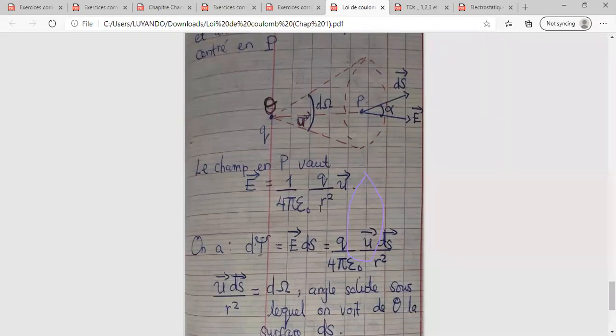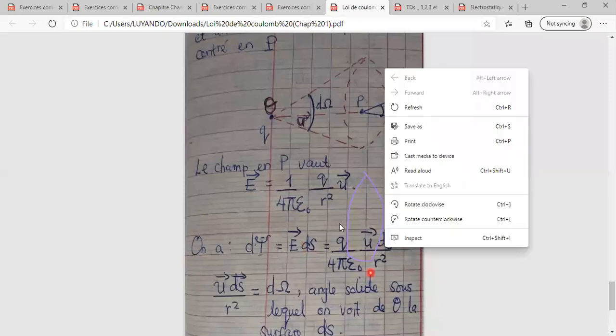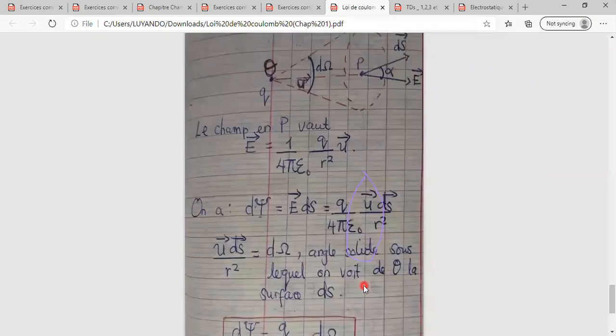Where there's our E, we replace it with our E, which is this here. And then where there's dS, we put dS. So literally this is our flux. So the flux at this point, due to this charge, is this. There's nothing complicated that we've done. We just got our E that we already discussed, and placed here the expression for E times dS, which is what we have there.